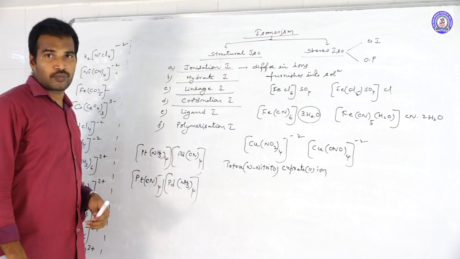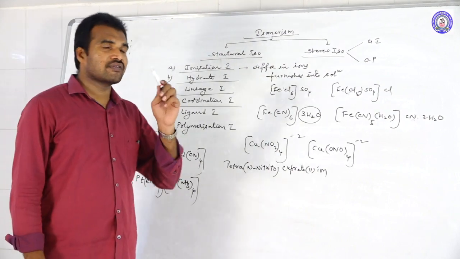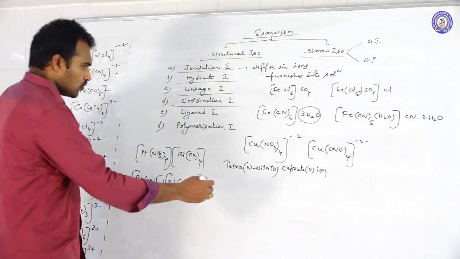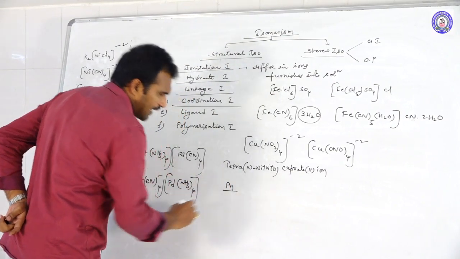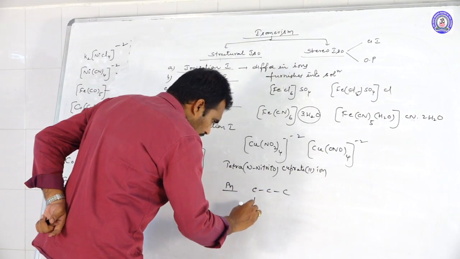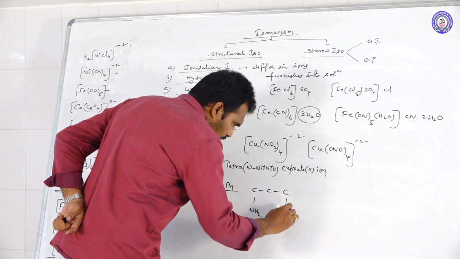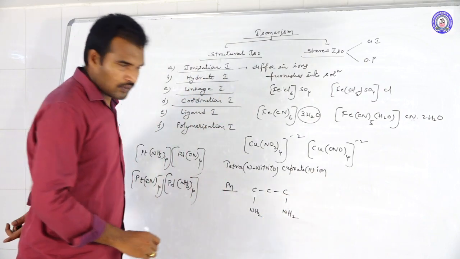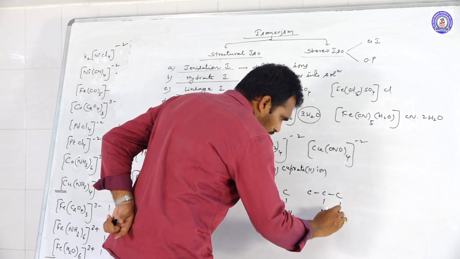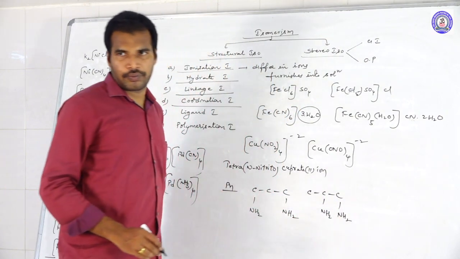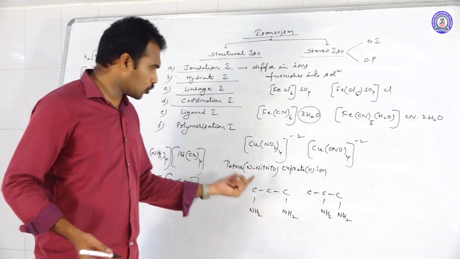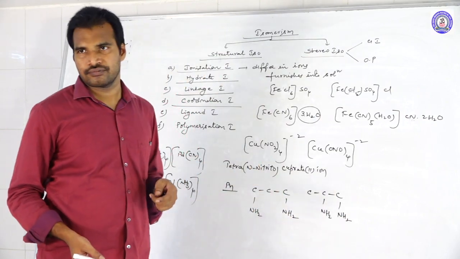Next, ligand isomerism. What is ligand isomerism? See, for example, you take PN. PN means propylene diamine. Propylene diamine you can write like this: 1,3-diaminopropane, or else 1,2-diaminopropane. So these are the two isomers of the same ligand.